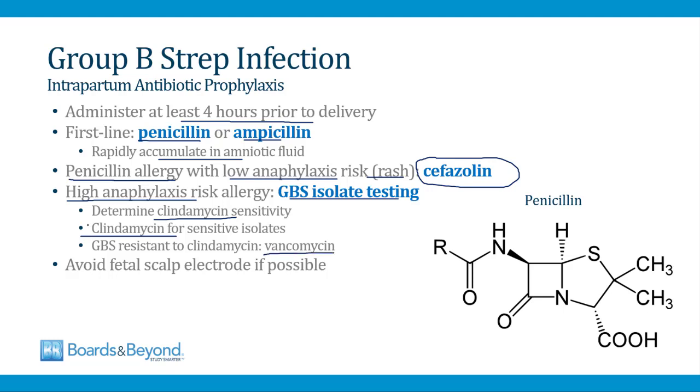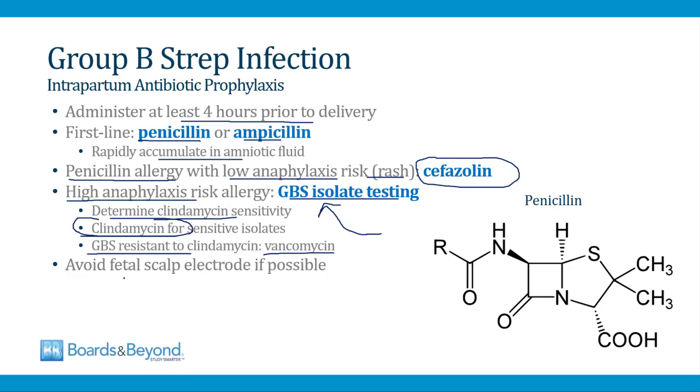And the idea here is that in penicillin-allergic patients, we often use clindamycin as a backup drug, but you can't do that in the case of Group B strep because the frequency of Group B strep resistance to clindamycin is very high. So you need to figure out whether or not you're dealing with a resistant species.